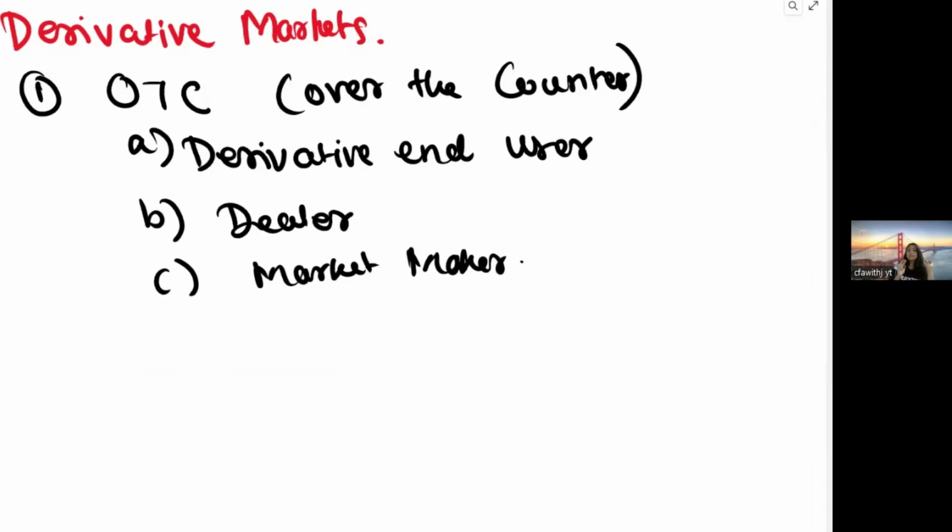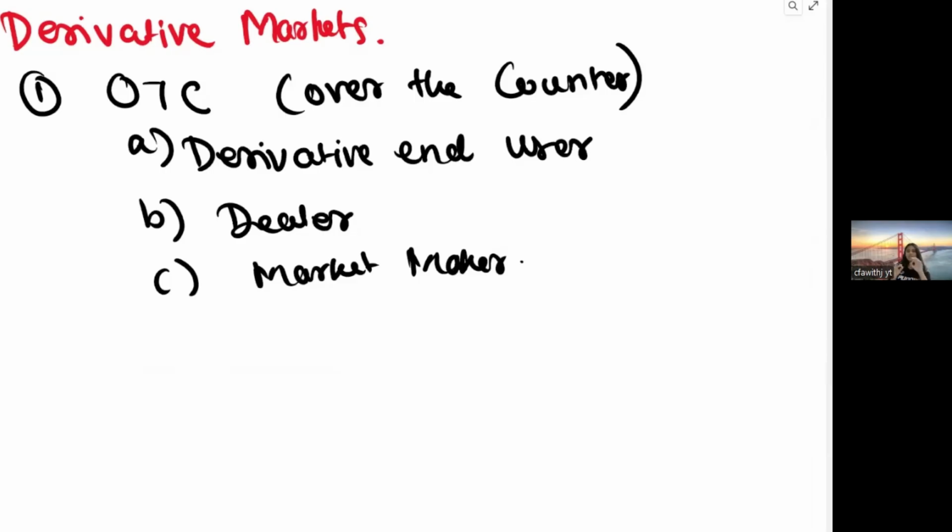Now, second one is dealer. Now, dealer is a counterparty to derivative end user. As we learned before, counterparty is another party in the contract who buys or sells the contract. Third one is market maker. Now, market maker is a type of dealer who constantly quotes his bid and ask price, or who constantly quotes the price at which the contracts will be bought or sold in the market.